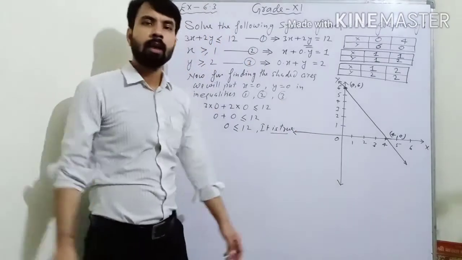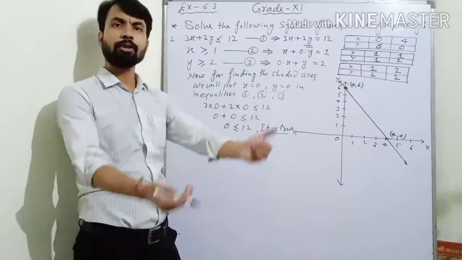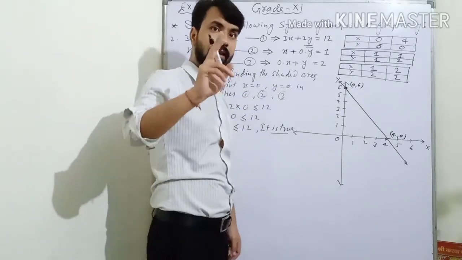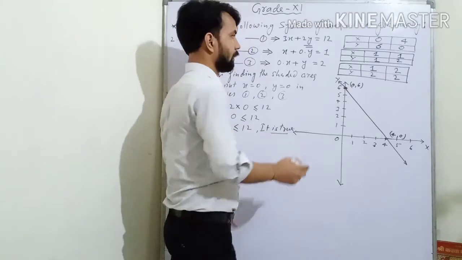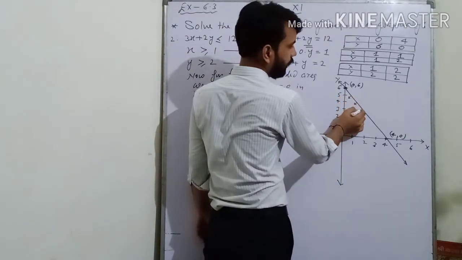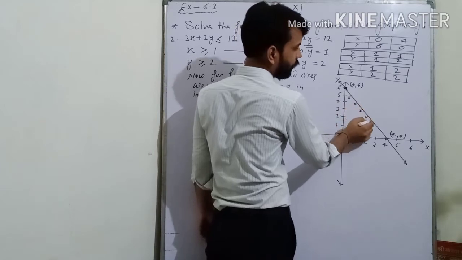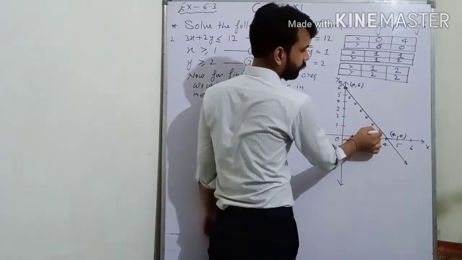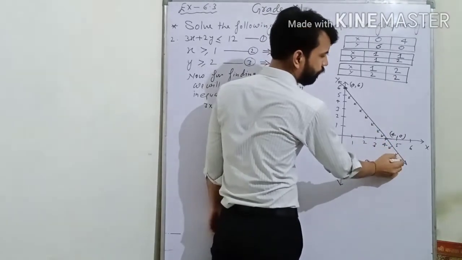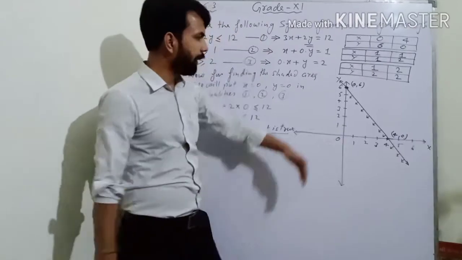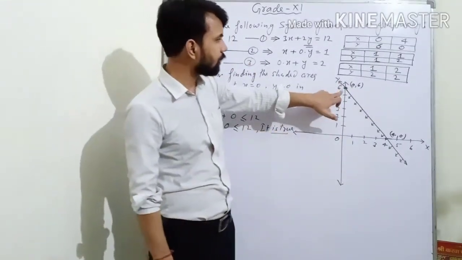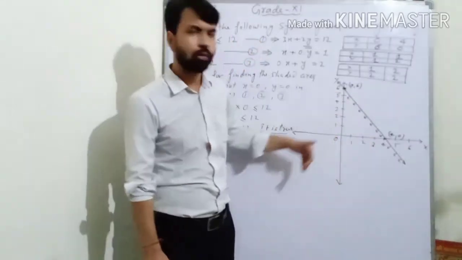This was true. If it is true, then we will shade the region towards the origin. But we will not actually shade. We will just put small arrows towards the origin to show that this region will be shaded. Is it okay? We will just put the arrows towards the origin.